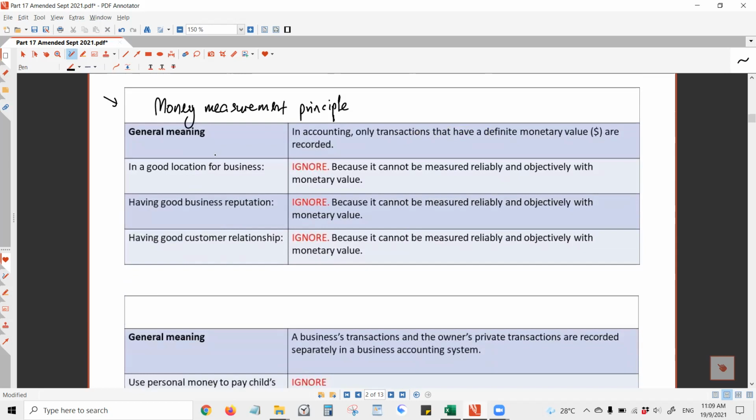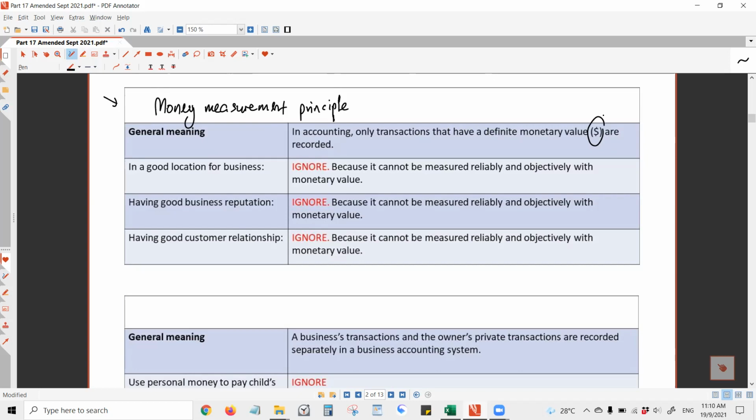Okay, money measurement principle. So the principle here means you can only record things that you can measure. You can only record things in your accounting that can be measured with the dollar sign. That means you can put a value upon that item, then only you record it in accounting. And here the point is you must know what are the things that cannot be recorded in accounting simply because you cannot measure them with the dollar.